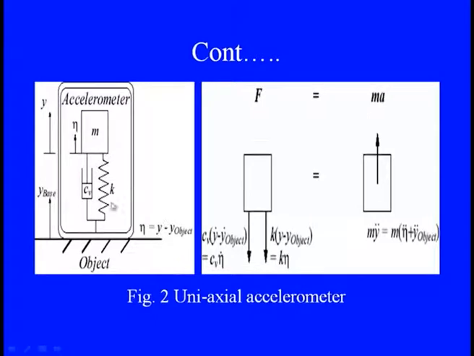So, when we make the balance, η is equal to y minus y object. When we make the force balance conditions, we have m y double dot equals m into η double dot plus y object double dot, which is the total overall impact that balances m into acceleration.